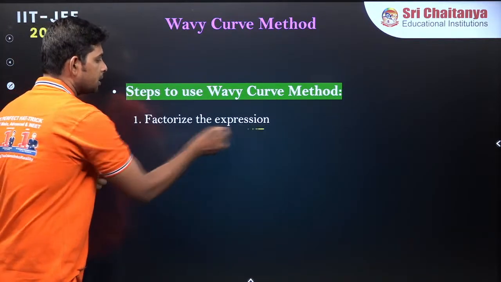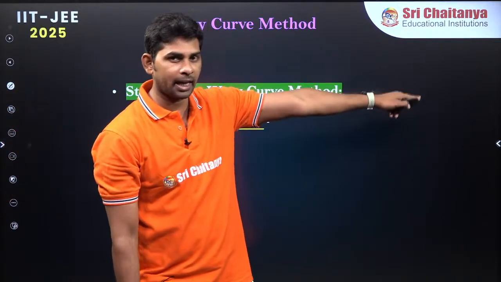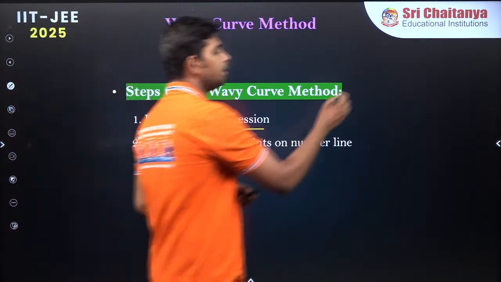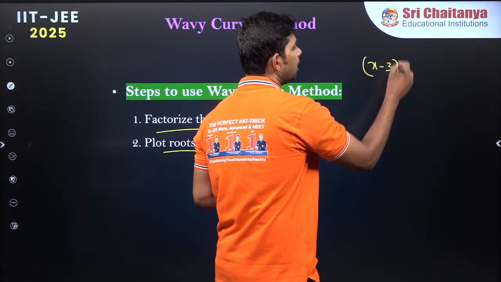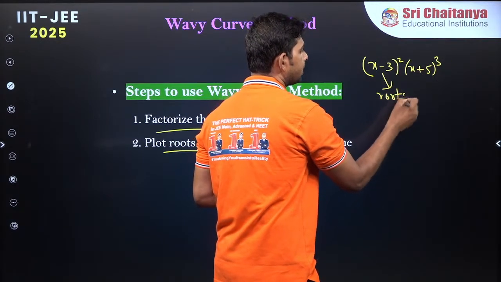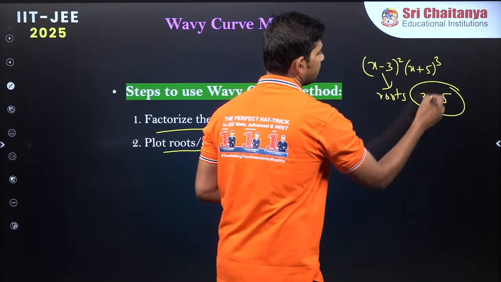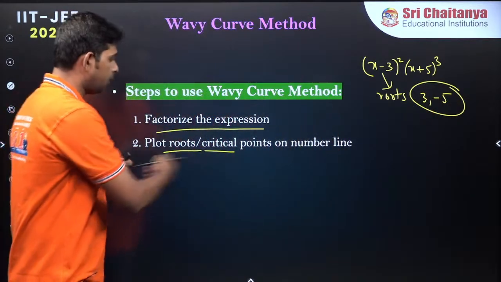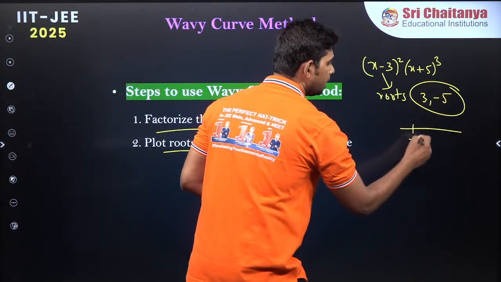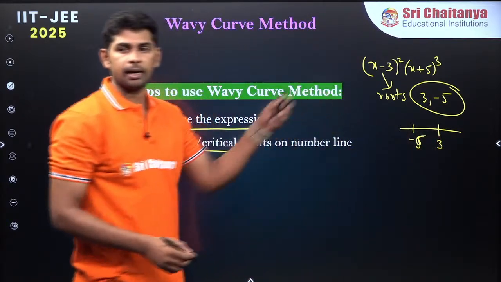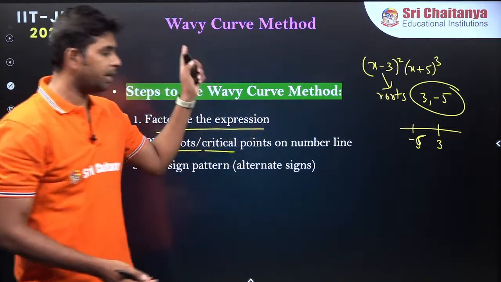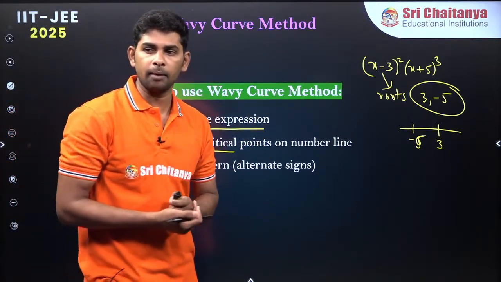So step 2, we have some steps to use the Wavy curve method here. That is, factorize the expression. Just now I have solved a quadratic expression. We need to factorize the expressions. After that, we are going to find the roots or critical points. For example, if I take (x minus 3) whole square into (x plus 5) whole power 3, now your roots, or critical points, are 3 comma minus 5. Like that we are going to find all the critical points and write them on the real number line. How do you write this on the real number line? Minus 5 comma 3, because 3 is greater than minus 5. And then use the sign pattern, alternating signs. That I am going to show you by giving examples.